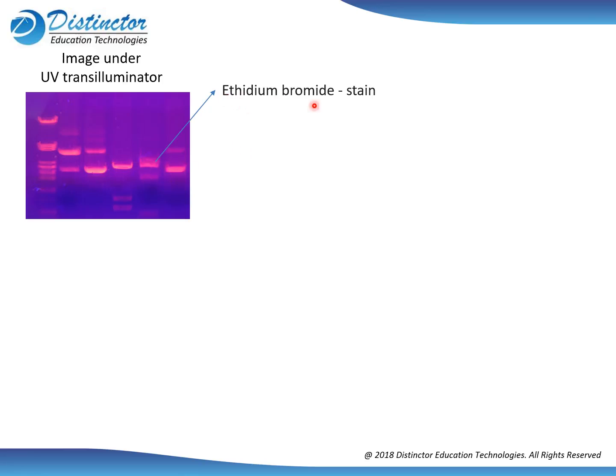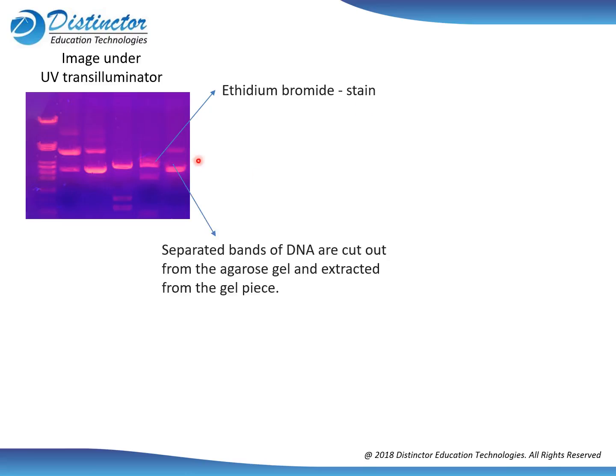So with the help of this dye only we can see the DNA strand. If this region is going to be a gene of interest, we can cut this region and then separate the DNA in this gel. The separated bands of DNA are cut out from the agarose gel and then extracted from the gel piece. So we are going to cut the agarose gel and then extract from the gel piece.